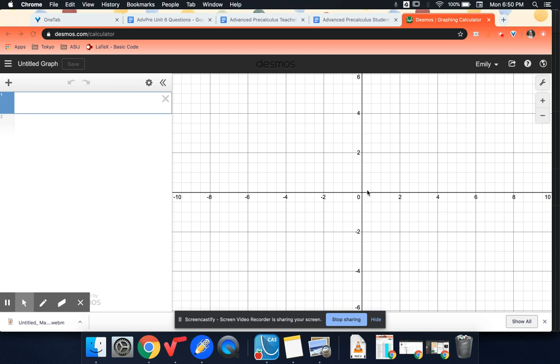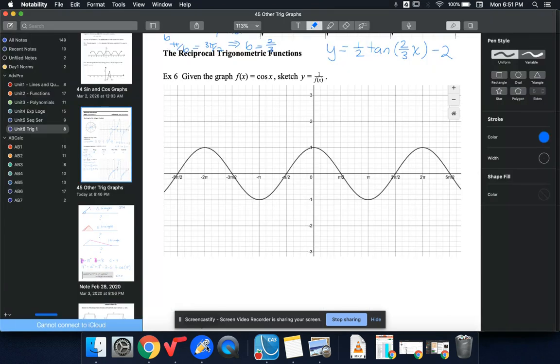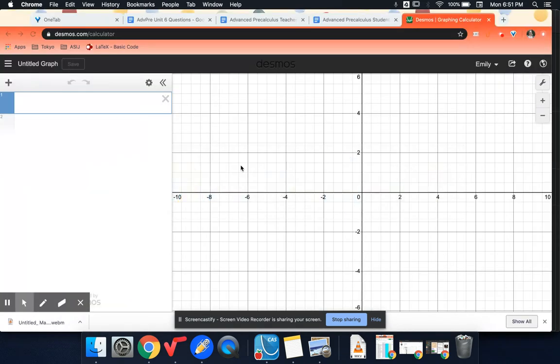All right, so now we're going to get into some fun stuff with example 6 in this lesson. So let's see what example 6 says. It says, given the graph of cos x, sketch y equals 1 over f of x. Well, actually, before we do that, I want to just remember what graphing a reciprocal looks like.